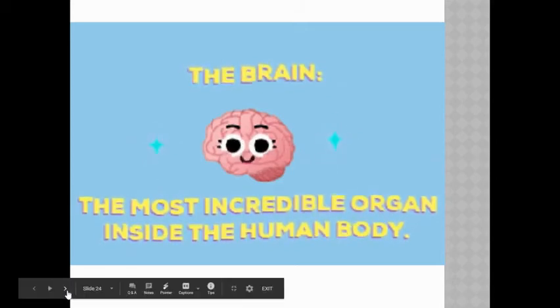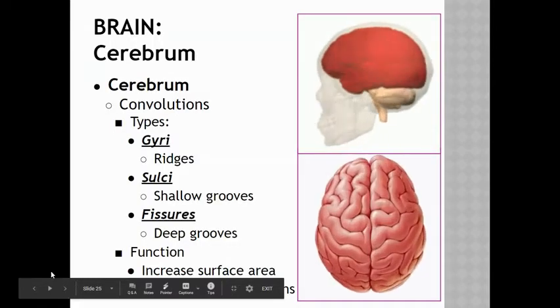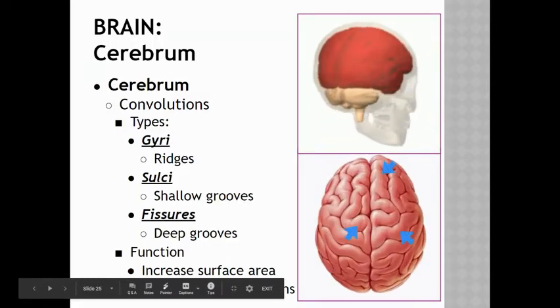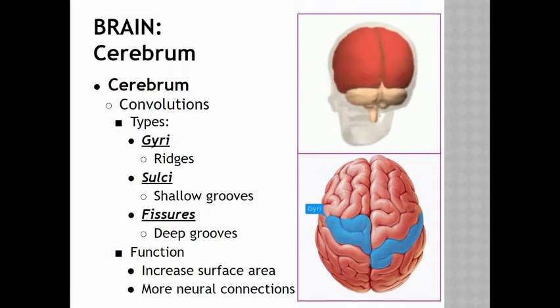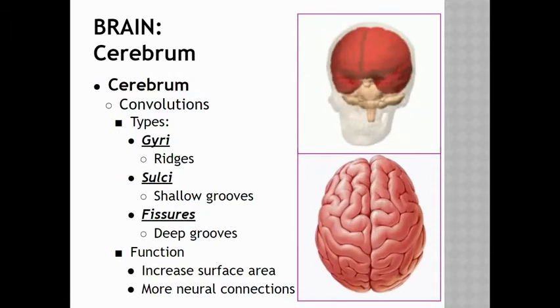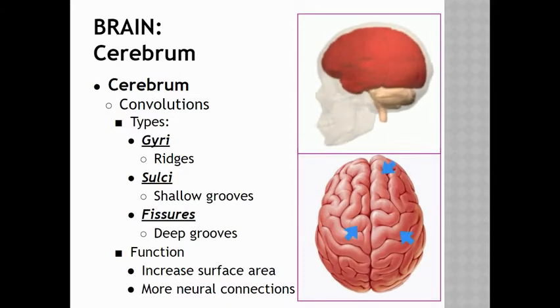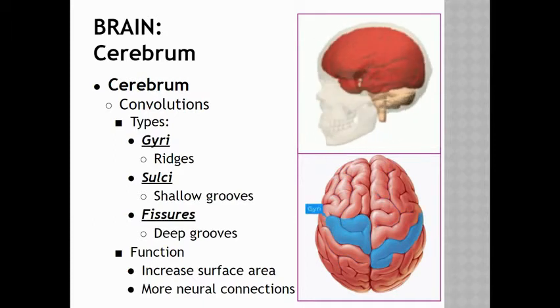So now moving on to the brain. The brain has many different parts to it. The cerebrum is the largest portion of the brain. The cerebrum has many convolutions. The gyri are the ridges, the sulci are the shallow grooves, and then the fissures are very deep grooves.